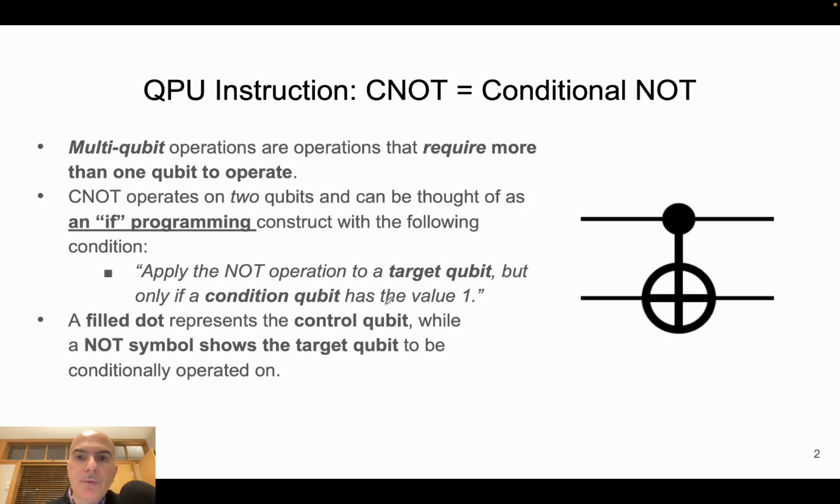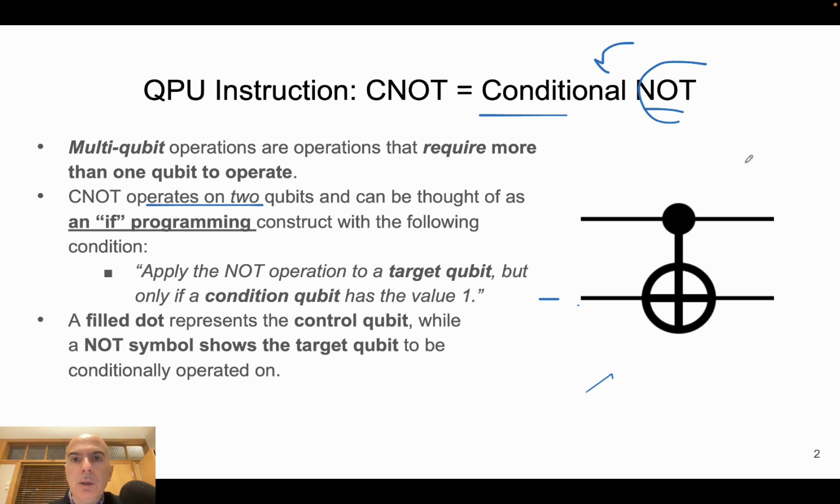Well, CNOT stands for a conditional NOT, so it's basically a NOT operation that is executed on a condition. As I said, CNOT is our first example of a multi-qubit operation that requires more than one qubit to operate. In particular, CNOT is a 2-qubit operation and can be thought of as an if condition programming construct with the following condition: apply the NOT operation to a target qubit, but only if a control qubit has value 1.